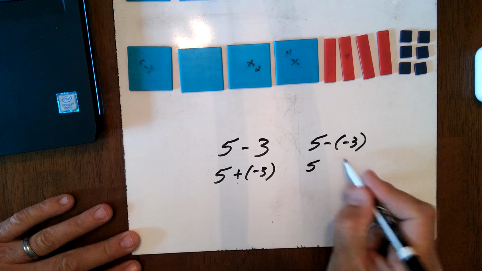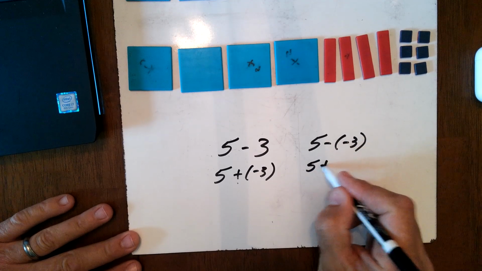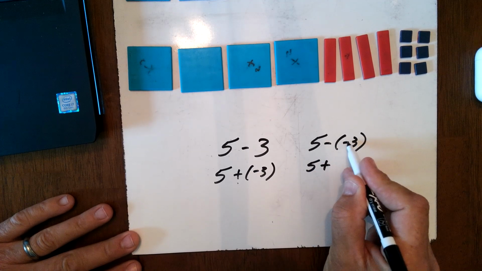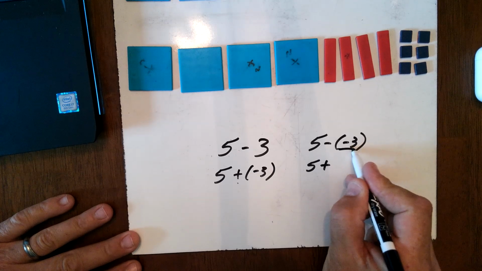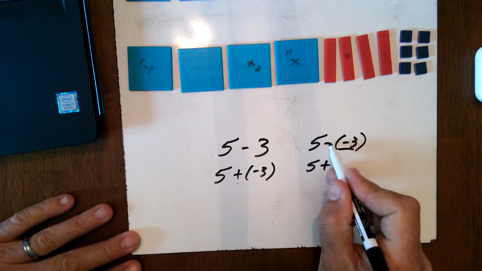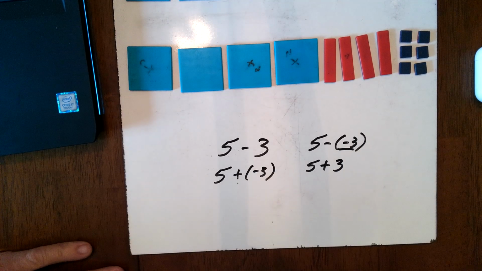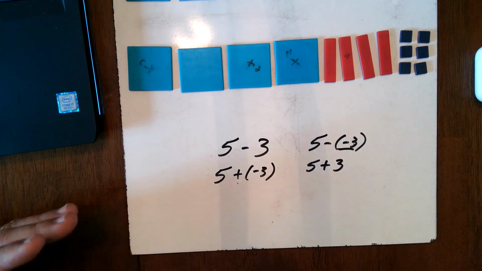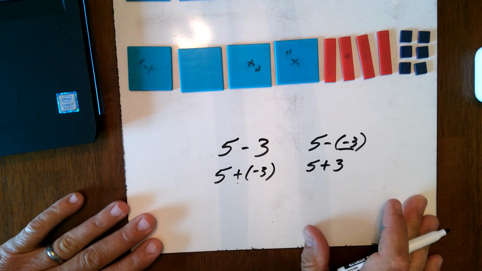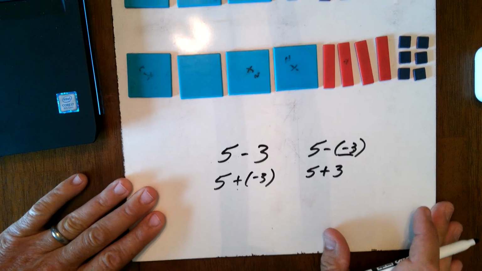Well, instead of subtraction, we're going to add and take the opposite of whatever the number is inside of here. So instead of subtracting a negative 3, we're going to add the opposite of that. We're going to add 3. So when we're doing polynomials, we're going to do a similar problem, okay? And I'm going to show you how we're going to do that.